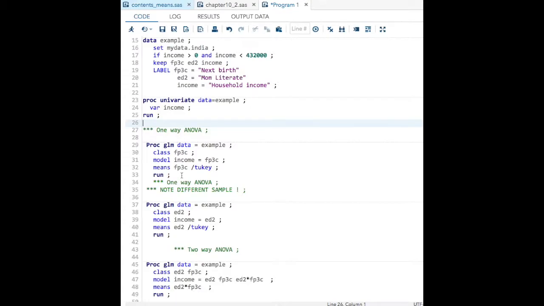We're going to do a one-way analysis of variance. So I've got these three groups. I'm going to have model income, which is my dependent variable, equals which they prefer for family planning: less than 2 years, more than 2 years, or let God decide. And I'm also going to ask for the means for all three groups with a Tukey. So I run it.